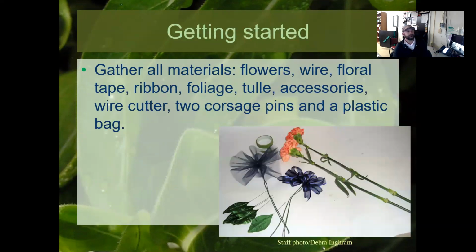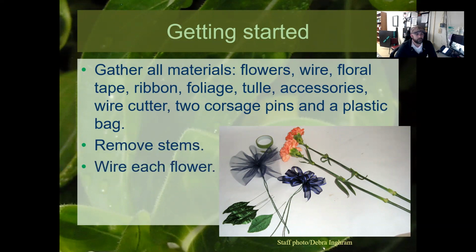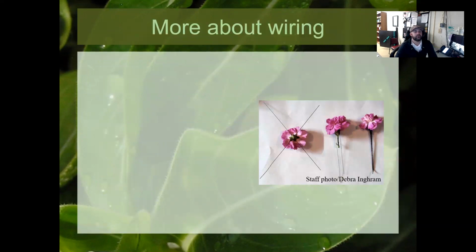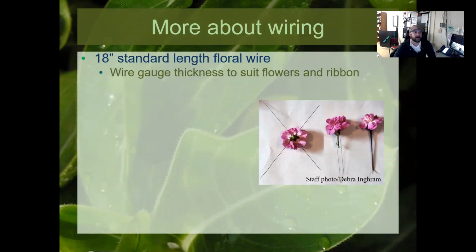So to get started, gather all materials: flowers, wire, floral tape, ribbon, foliage, tool, accessories, wire cutter, 2 corsage pins, and a plastic bag. So there's significantly more stuff here compared to a boutonniere. You're going to want to remove stems, wire each flower, and then moving into wiring, that's an 18-inch standard length floral wire. So just like I showed you in the last presentation with a carnation, you want to have 2 wires coming out of each side.